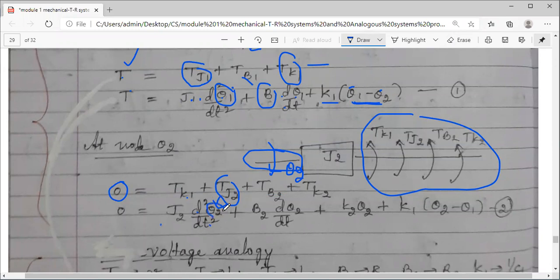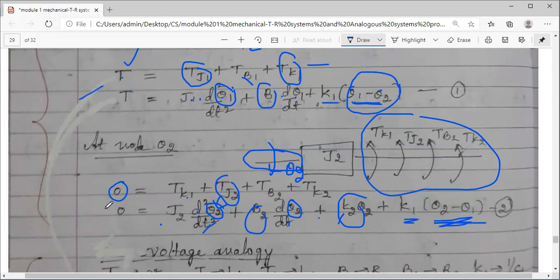Why is it theta 2 only? Because J2 is purely for the second displacement, theta 2. And B2 d by dt of theta 2 plus K2 theta 2. All these three elements are for theta 2. But when it comes to K1, it is a shared element between theta 1 and theta 2. This time it is theta 2 minus theta 1, but in the earlier case, it was theta 1 minus theta 2.